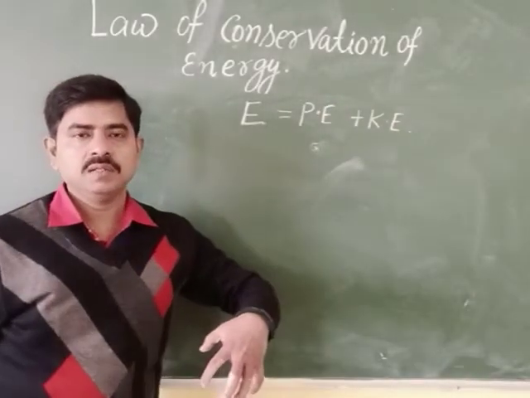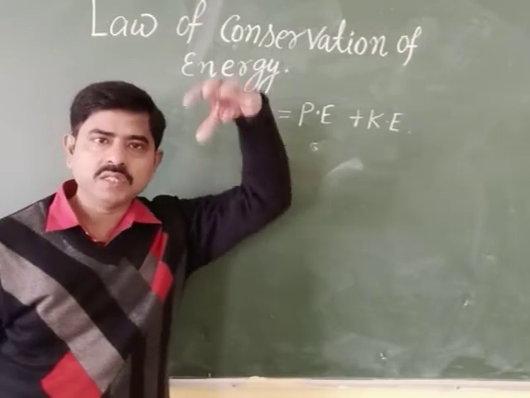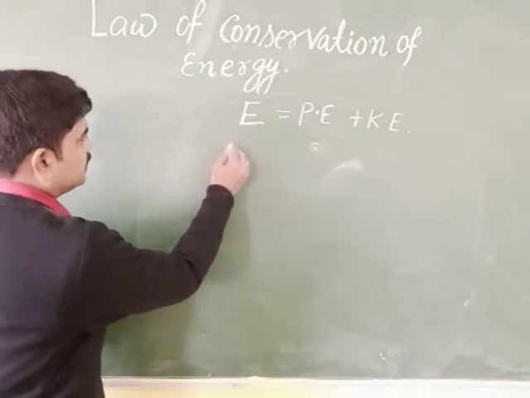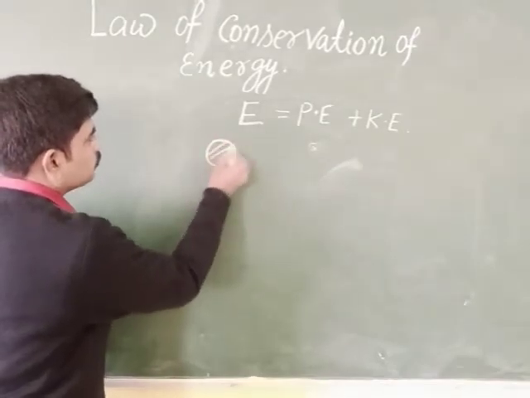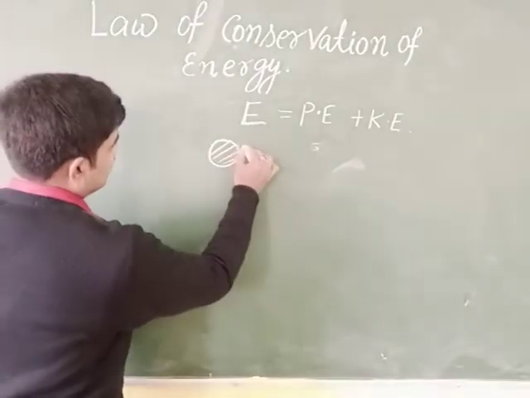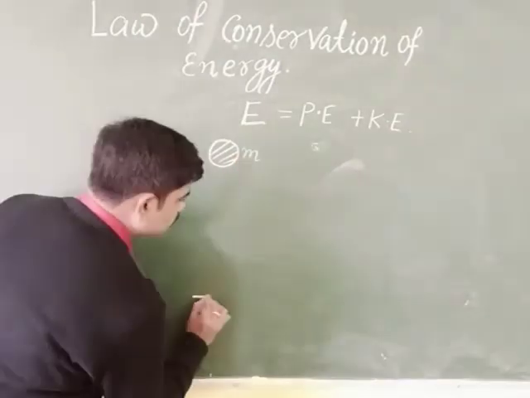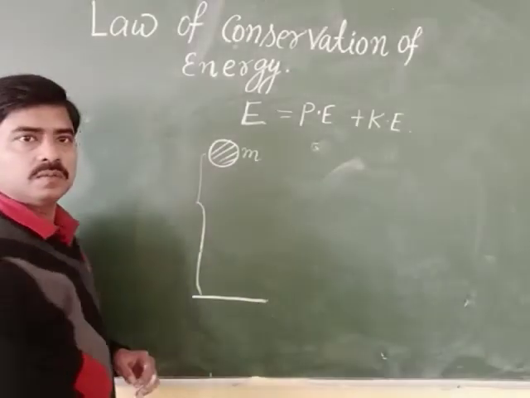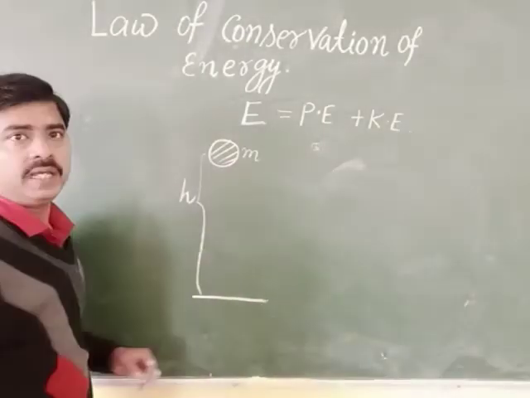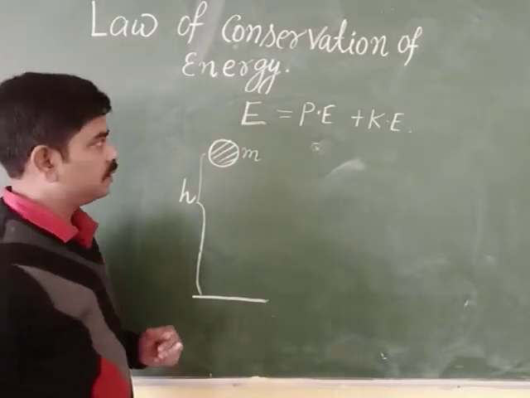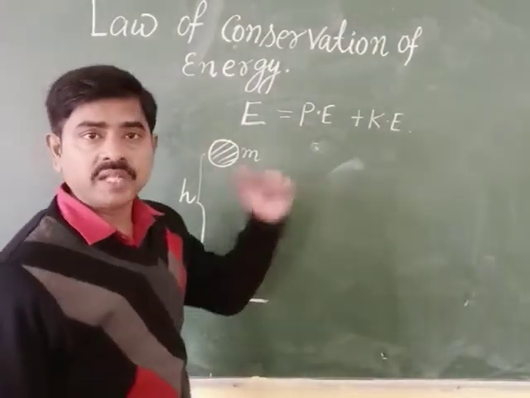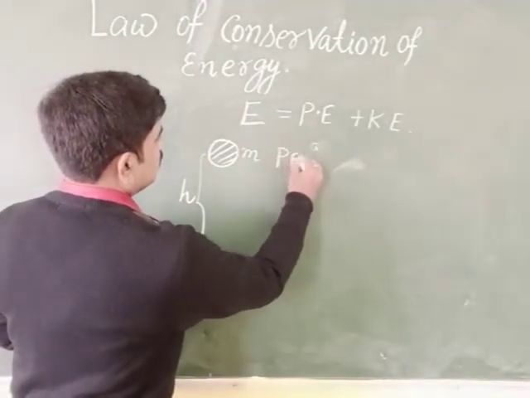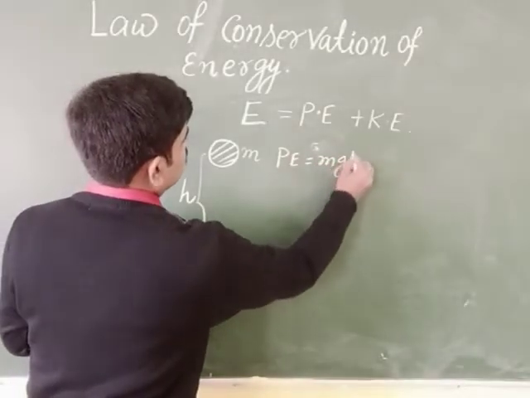Now we shall see the total mechanical energy of an object which is falling downward. We shall consider that as an example. So suppose there is an object whose mass is m and it is at a certain height from the ground. Say the height is h. Now, if we find out the potential energy of this object, we have already read it. Potential energy can be given by the expression mgh.